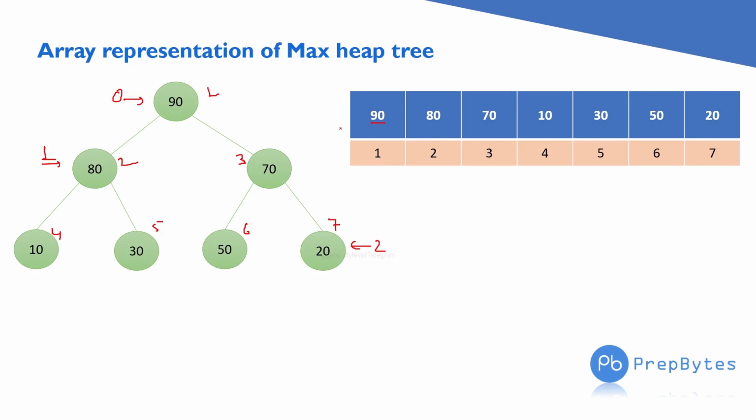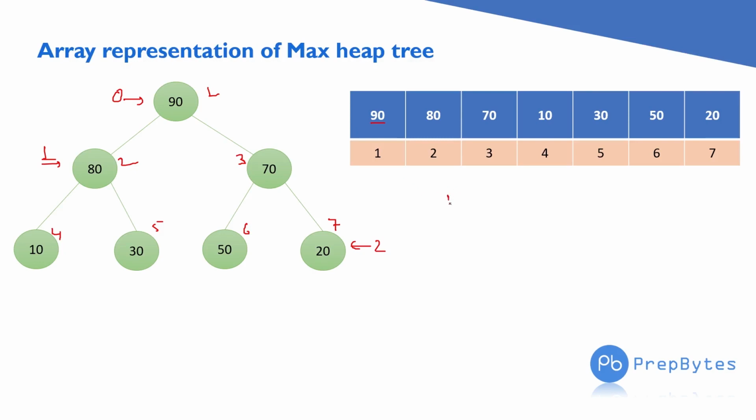If someone gives you a max heap array representation of a tree, you can know who is the child and who is the parent, or you can directly draw the tree and tell them. But in our code, if we want to know who is the left child and who is the right child, then these are the formulas.